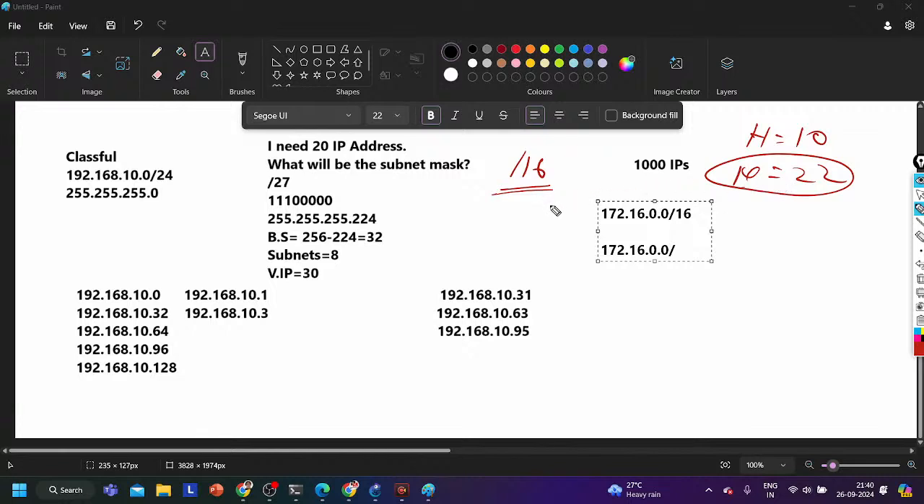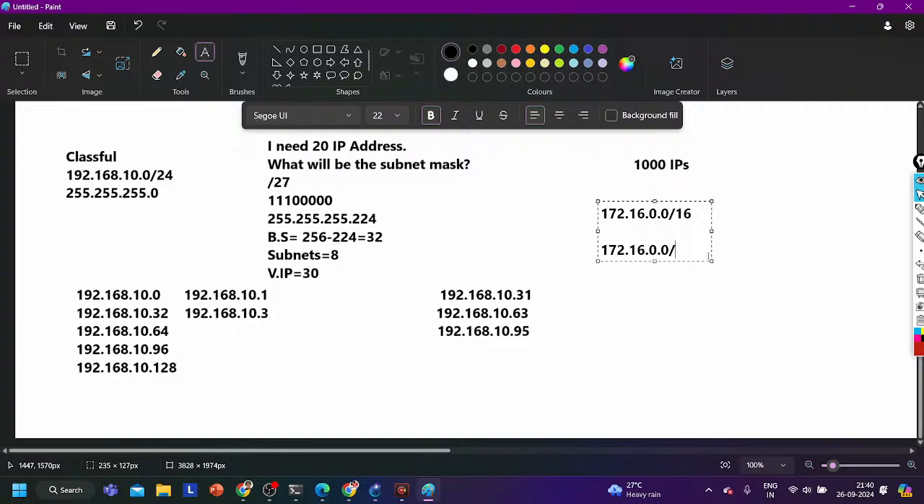6 bits. You need to borrow 6 bits. First you will calculate the H value, meaning host bits. After that, with the help of H, if you know the host bits, you can find the network bits, right?